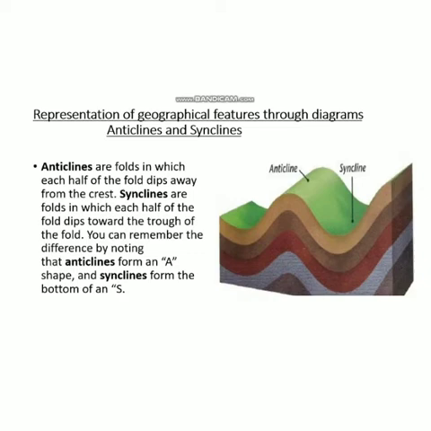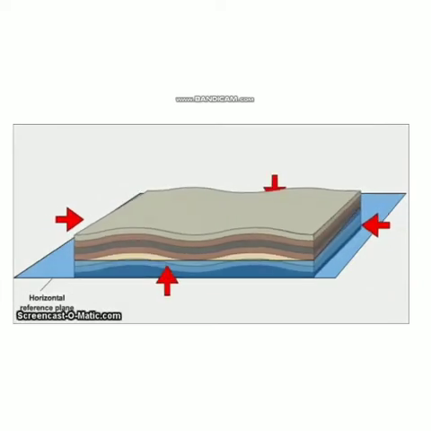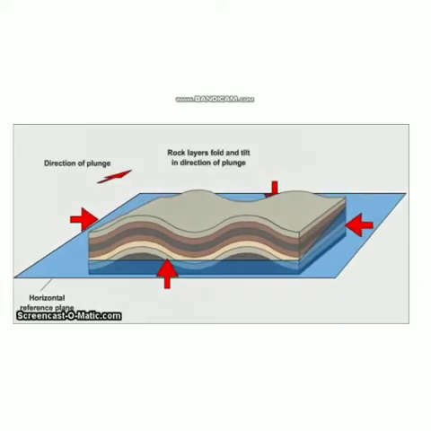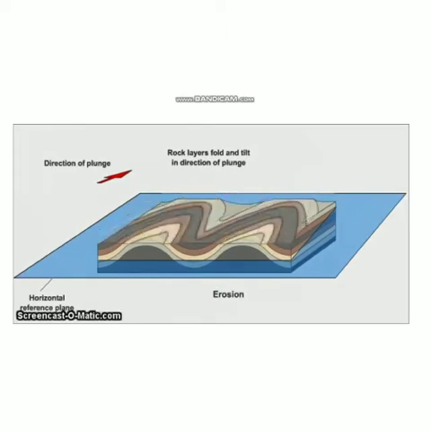So students, let's see how a fold is formed. Well, a fold is formed when the layers of the earth's crust are folded by compression.